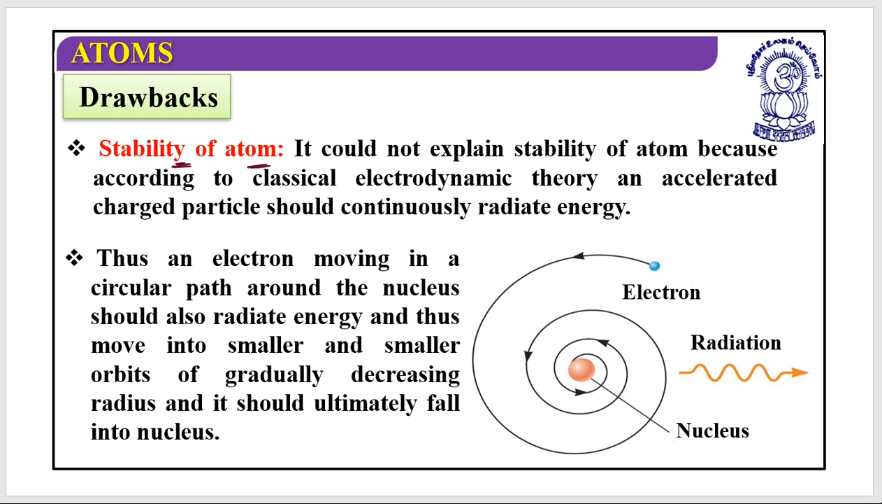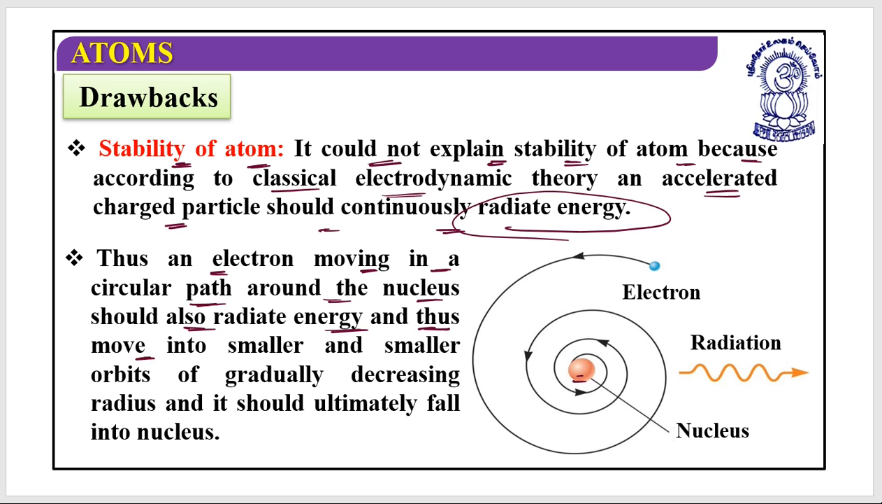The first is the stability of an atom. It says that it could not explain the stability of an atom because according to the classical electrodynamics theory, an accelerated charged particle should continuously radiate energy. But if it is going to radiate energy, it collapses. How? Let's look. An electron moving in a circular path around the nucleus should also radiate energy, so it should move into smaller and smaller orbits of gradually decreasing radius, and it should ultimately fall into the nucleus.